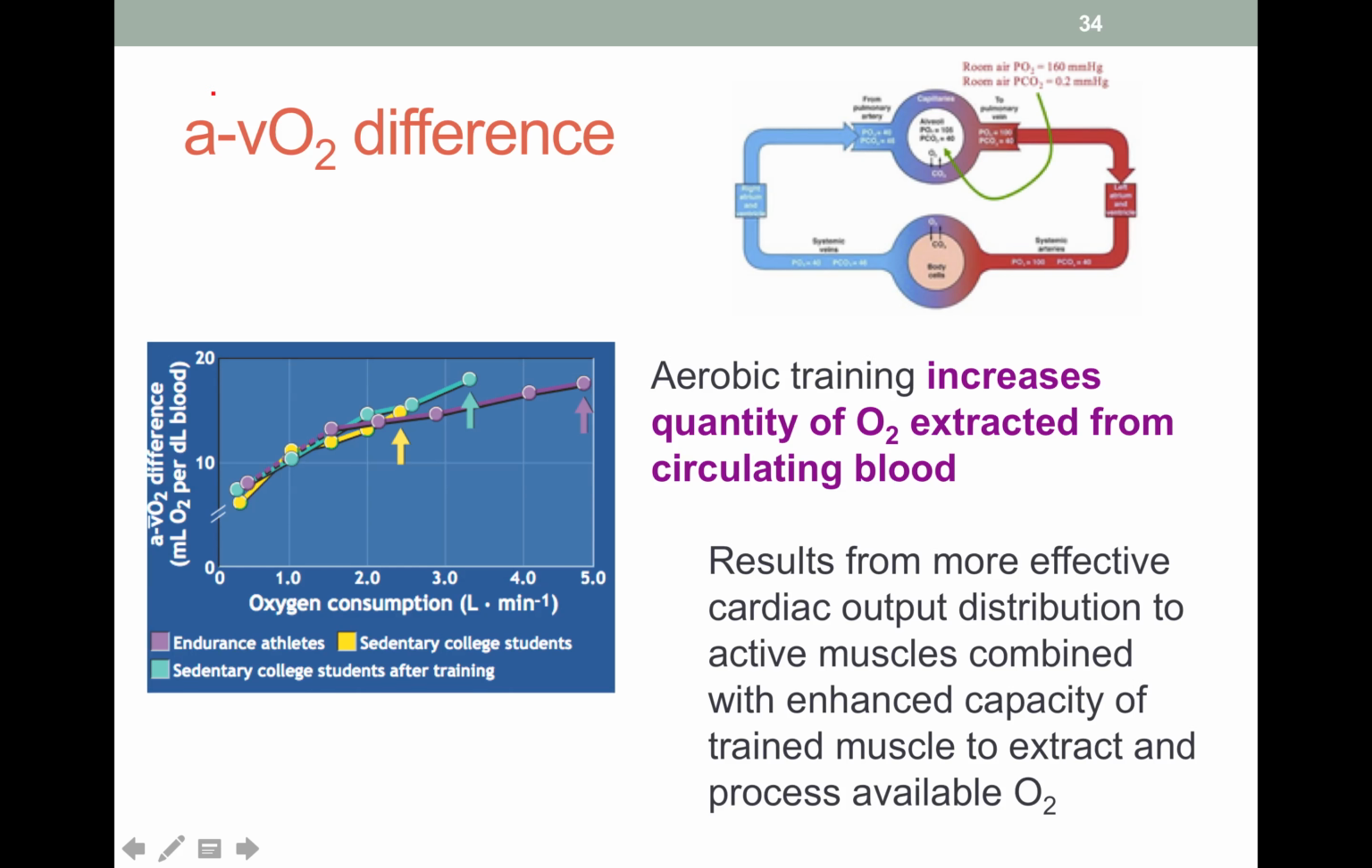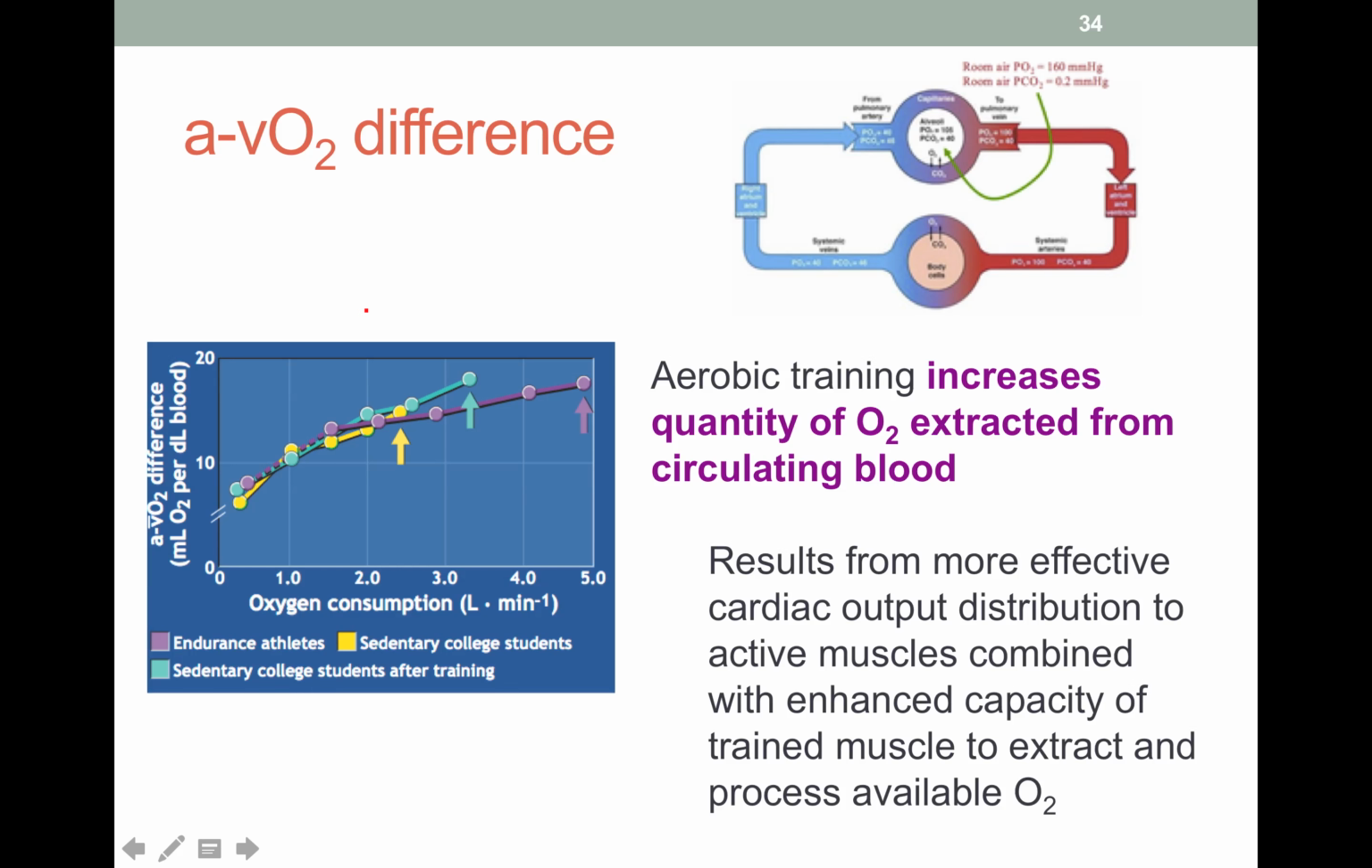We talked about the AVO2 difference previously. So remember, this is the arteriovenous oxygen difference. So at any given time, no matter who you're talking about, you're going to have more oxygen in the arteries than the veins, of course. Now, as we start to exercise, we're going to have even less oxygen in the veins because we're dropping more of it off at the tissue. But as we train, we're going to see that there's even less oxygen in the venous blood. So as we become trained, we drop off more oxygen at the tissues, and therefore the difference between the oxygen content in the arteries versus the veins is going to get even bigger. So a bigger AVO2 difference with training.